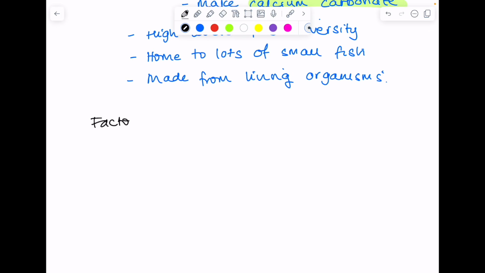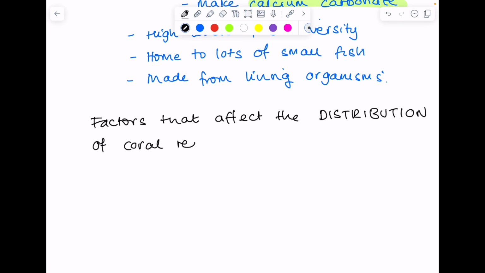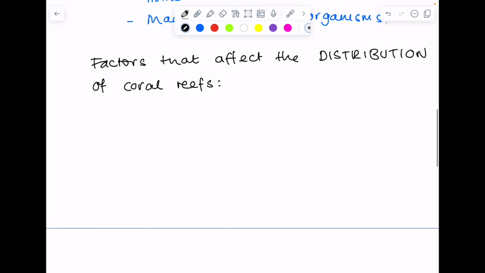Moving on to what factors affect the distribution of coral reefs. Number one, you need a very specific temperature range. You need a minimum of 18 degrees Celsius in order for that coral reef to survive. The optimum temperature is actually 25. It's worth learning that number.